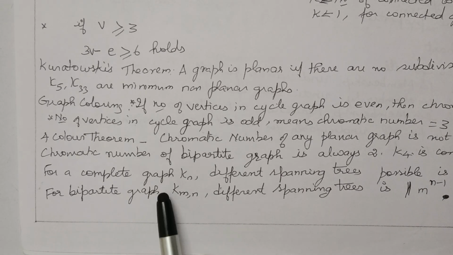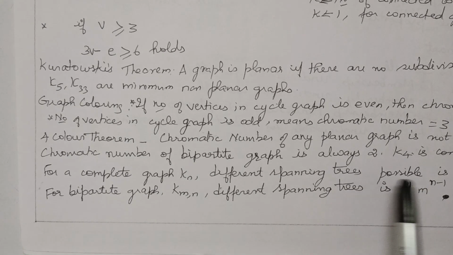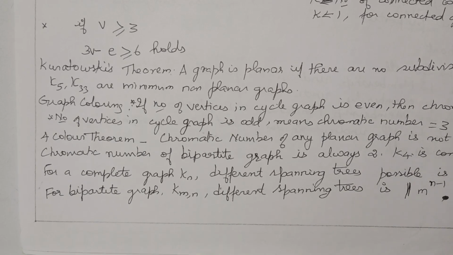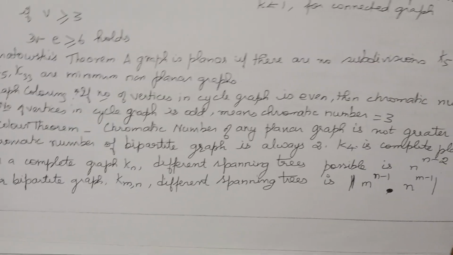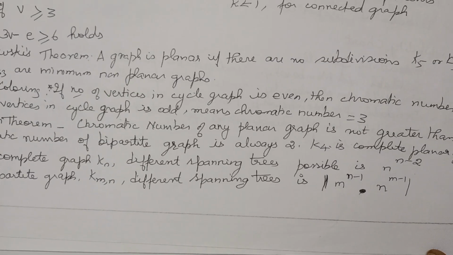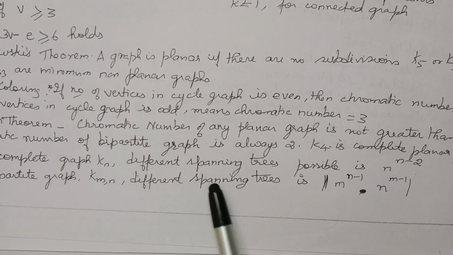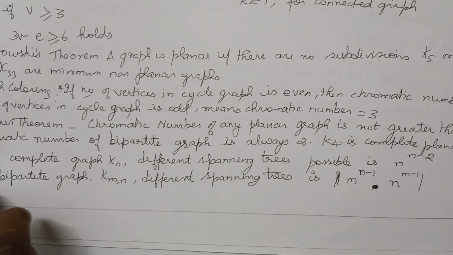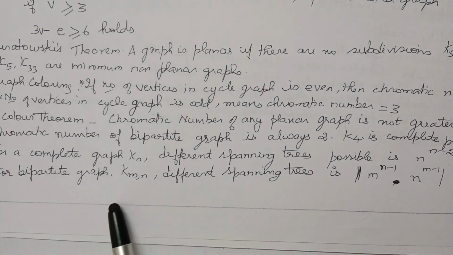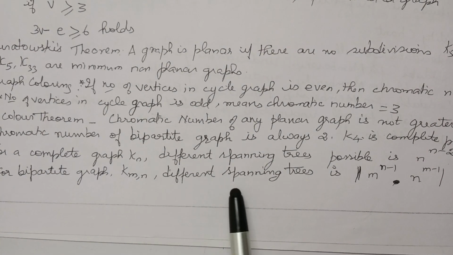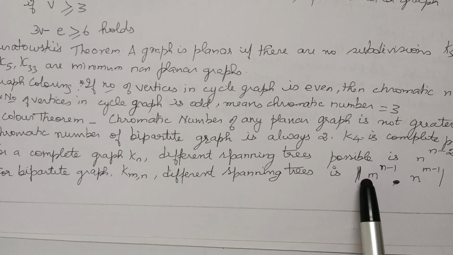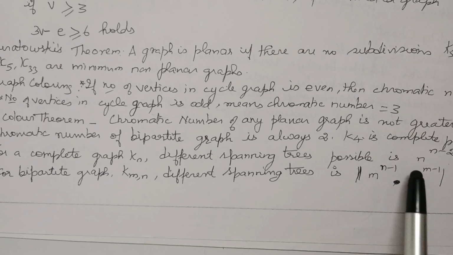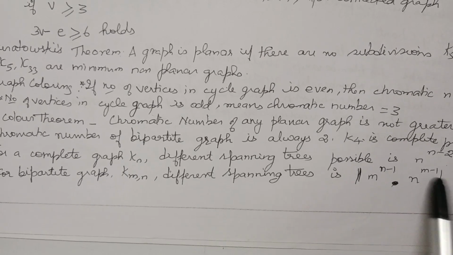For a complete graph Kn, different spanning trees possible is n to the power of n minus 2. For a bipartite graph Km,n, different spanning trees possible is m to the power of n minus 1 into n to the power of m minus 1.